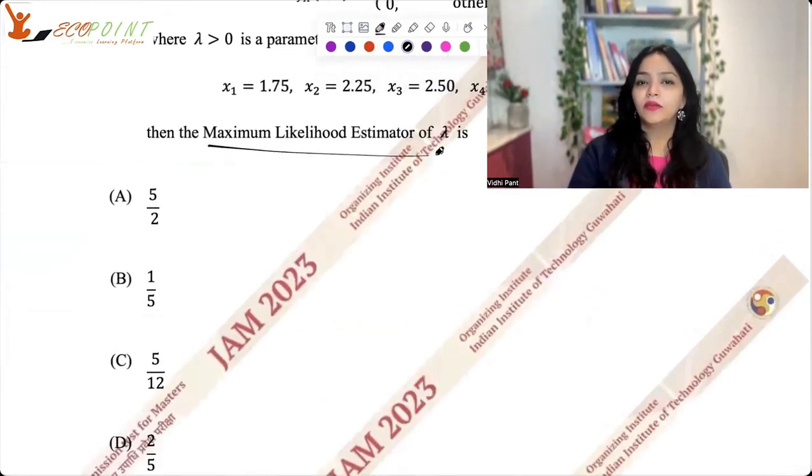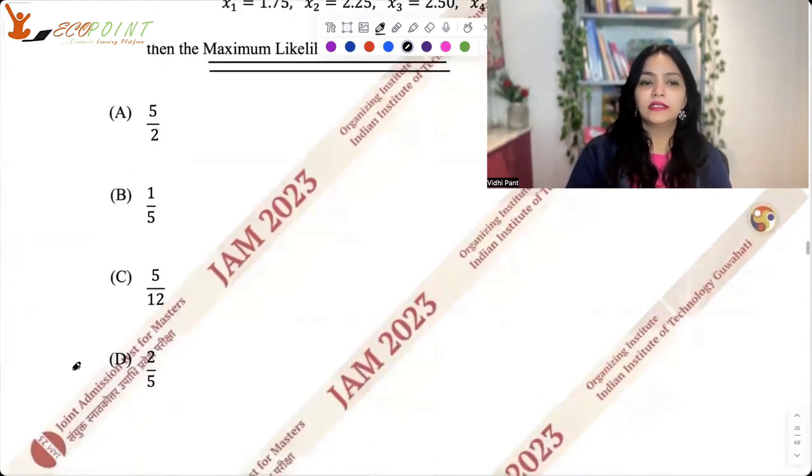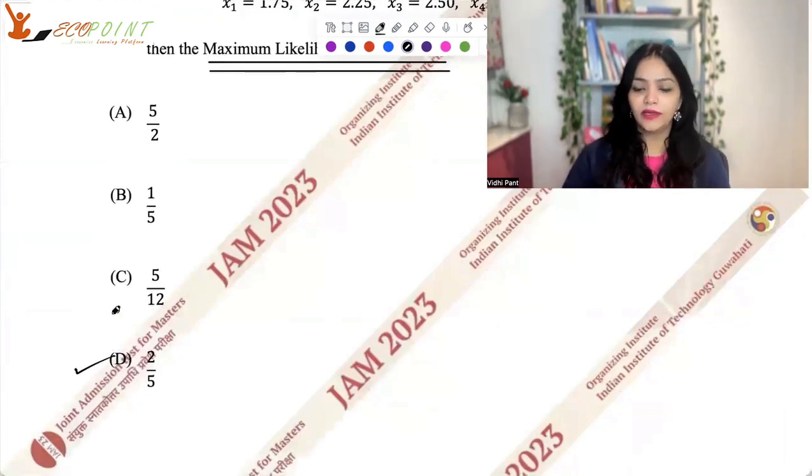That's what you have to do when you have to find out maximum likelihood estimator. So D is the correct option, which is telling you 2 by 5, and 2 by 5 it is.